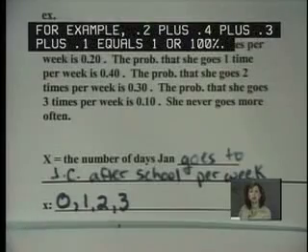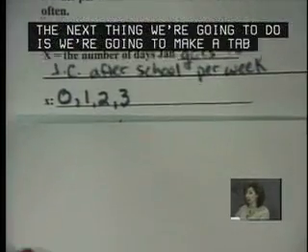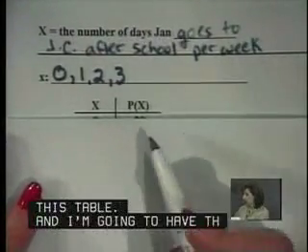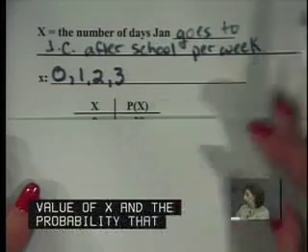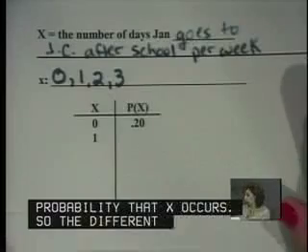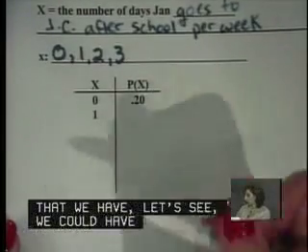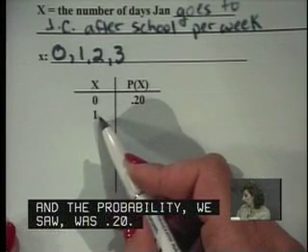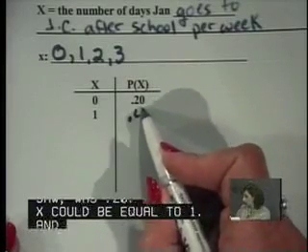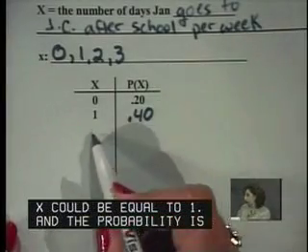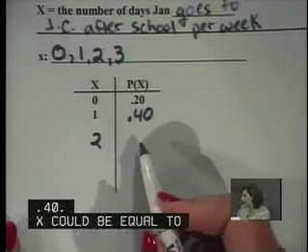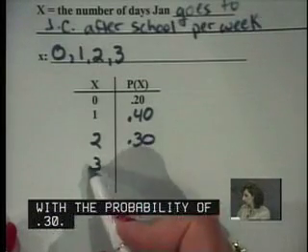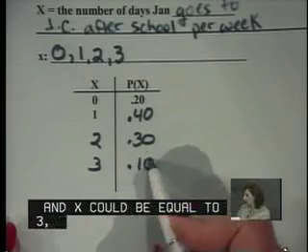The next thing we're going to do is make a table to summarize this data. And so we're going to start this table, and I'm going to have the value of x and the probability that x occurs. So the different values that we have, let's see. We could have x equal to 0, and the probability we saw was 0.20. X could be equal to 1, and the probability is 0.40. X could be equal to 2, with a probability of 0.30. And x could be equal to 3 with a probability of 0.10.